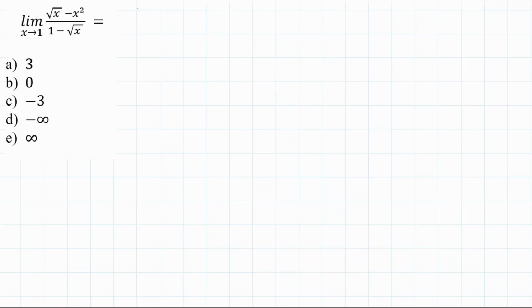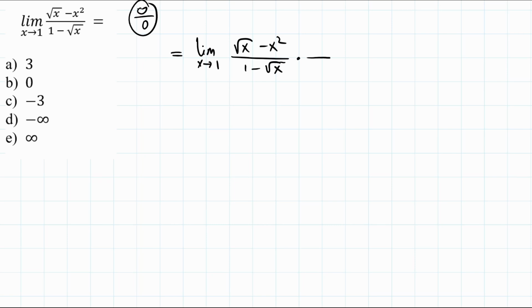Okay, a direct substitution for this limit will result in 0 over 0, which is indeterminate. So what can we do about this? Since that expression contains square roots, multiplying by the conjugate is probably a good choice. So that limit is going to be equal to the limit as x goes to 1 of the square root of x minus x squared divided by 1 minus square root of x, and I'm going to multiply by the conjugate of the denominator, which is 1 plus square root of x, and I also multiply up here by 1 plus square root of x, so that expression is just 1, and if you multiply by 1 you don't do anything serious to the expression.